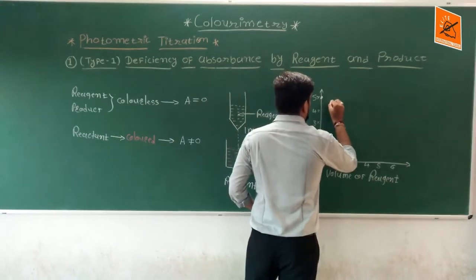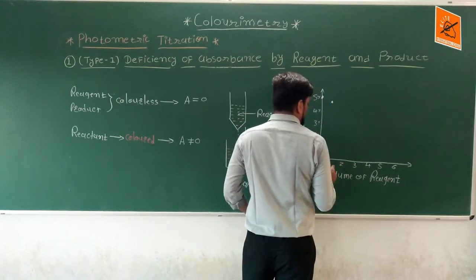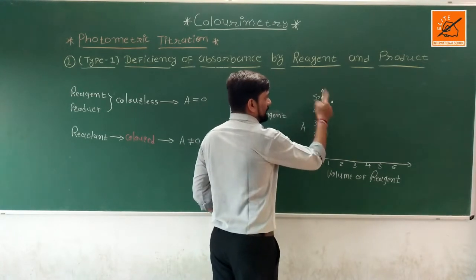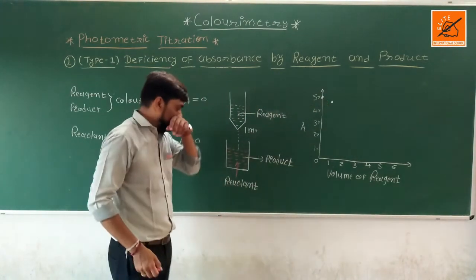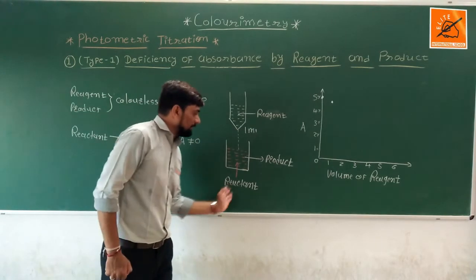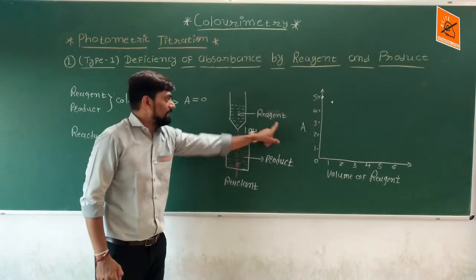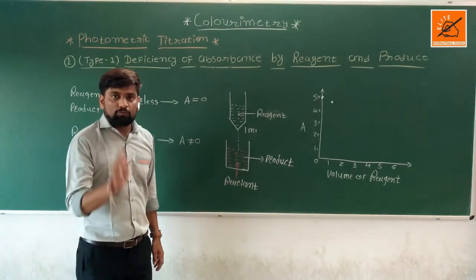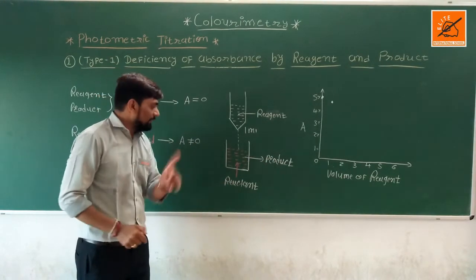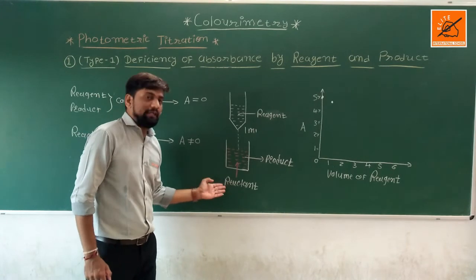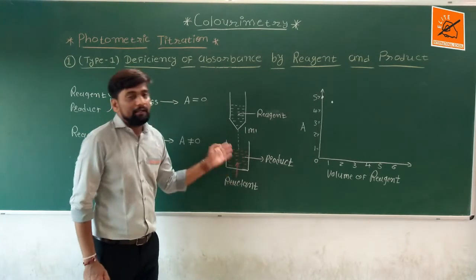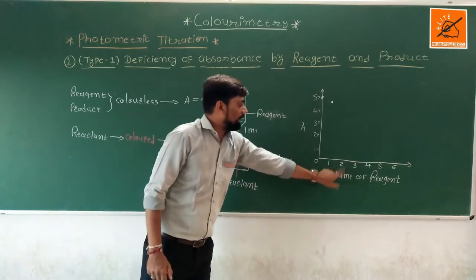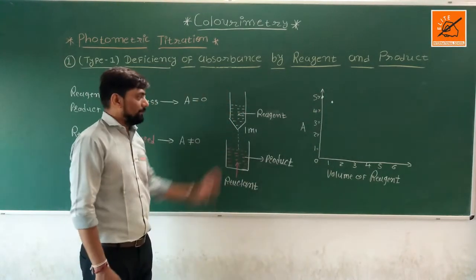Suppose it gives an absorbance value here. So whenever 1 ml of reagent is added into the flask, the absorbance value of the reactant will decrease because the reactant is converting to the product. When reagent is added into the flask, the reactant converts to the product. So the volume of reactant will decrease. That's why the absorbance value will decrease. So the absorbance value will decrease whenever 1 ml of reagent is added into the flask.